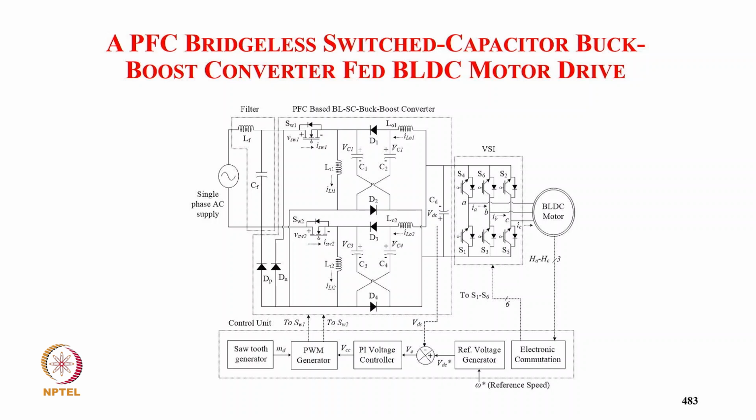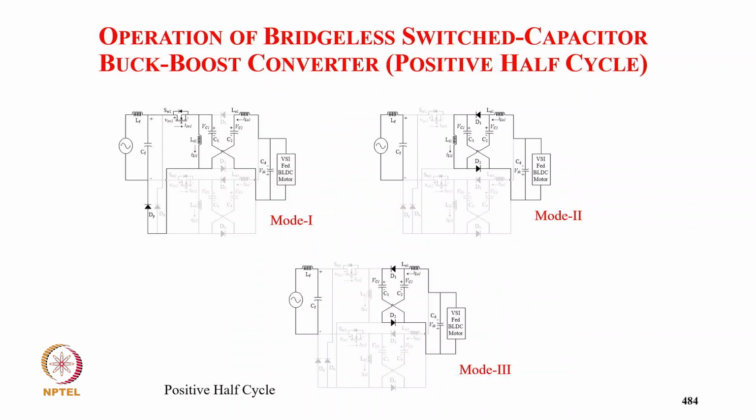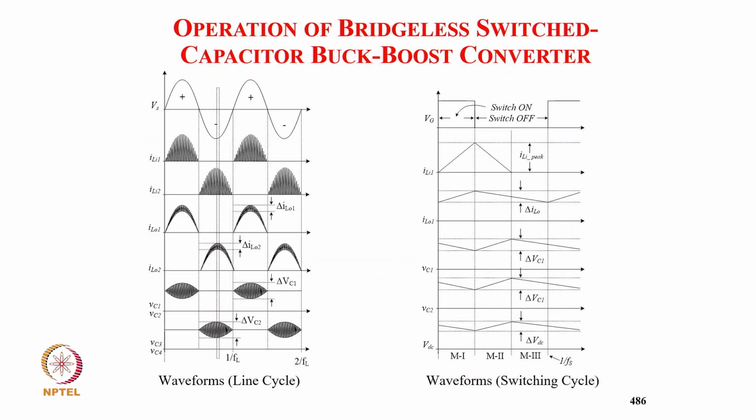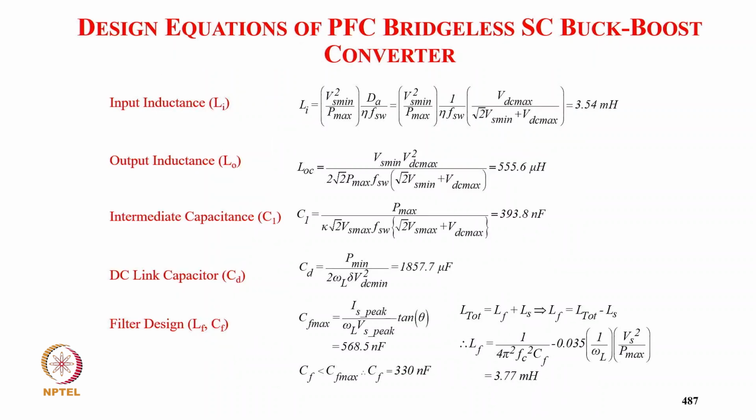Again, we designed for DCM. The DC link voltage is controlled. We sense only that, and we do not sense supply voltage or supply current. These are the different modes of operation: positive half cycle, then negative half cycle, and the waveform, typically supply voltage. Input inductors are designed in discontinuous mode, output inductor and capacitor voltage are designed in continuous.